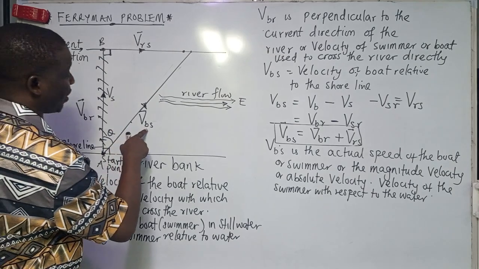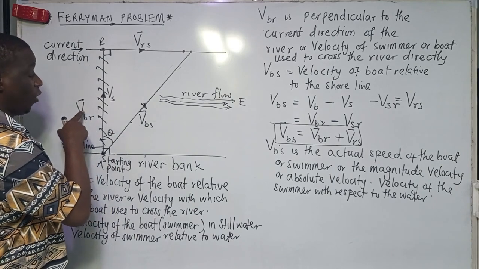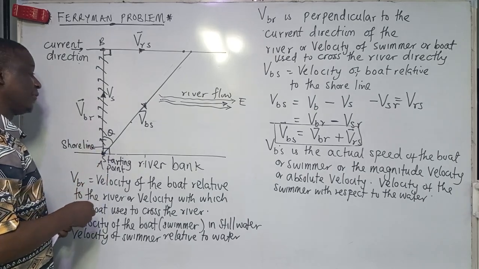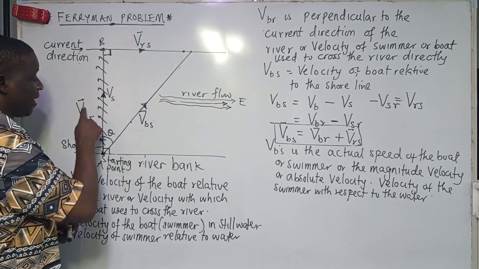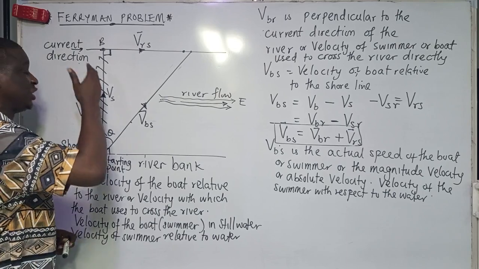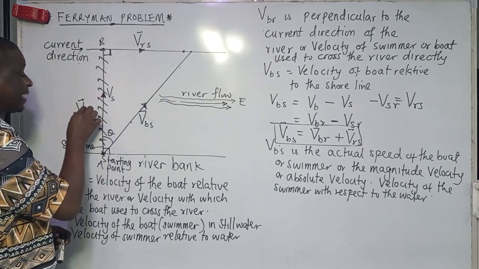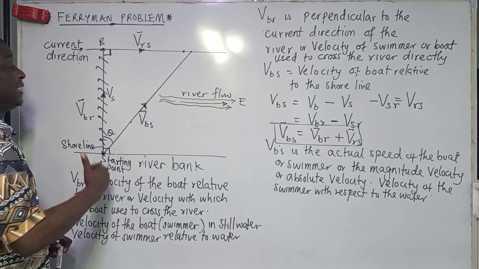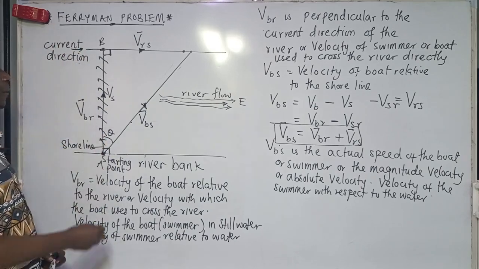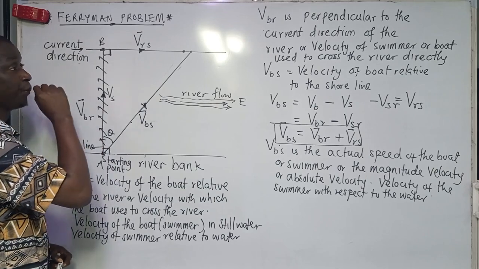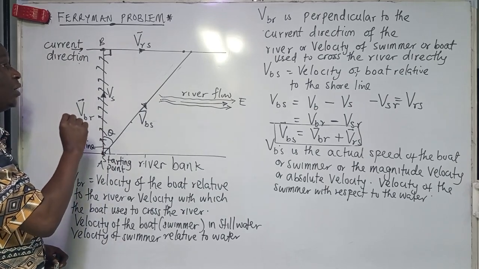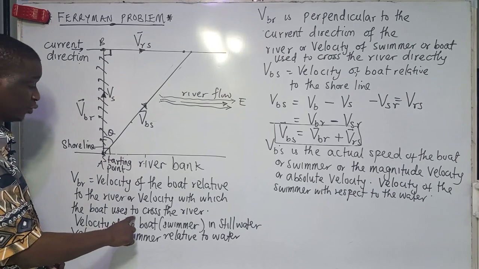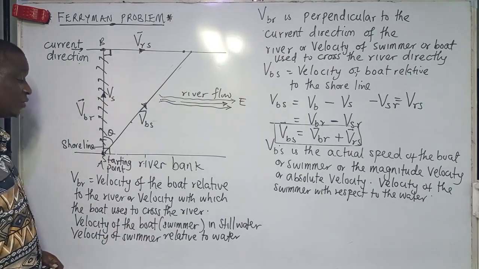So if they give us the actual speed, the velocity of the boat relative to the river, and we are asked to find the velocity, we can interchange this one by bringing it here and calculate the new velocity at which it moves directly, using the velocity of the boat relative to the river. But just know that from A to B is the velocity of the swimmer or boat used to cross the river directly. Okay, I think I've talked about crossing the river directly. So that is just it.